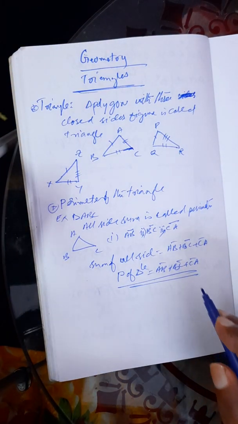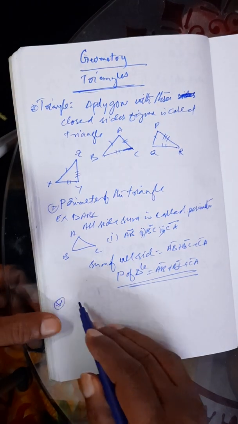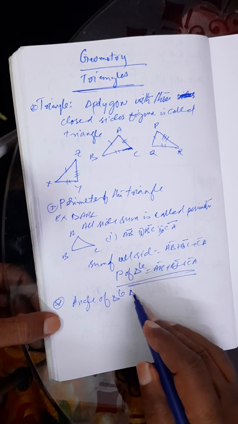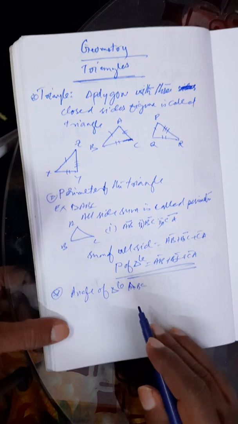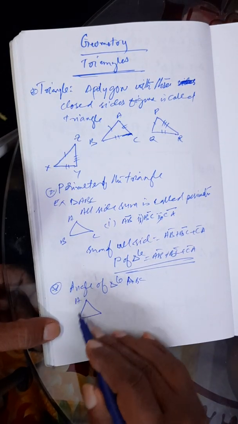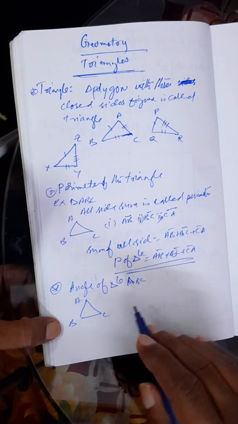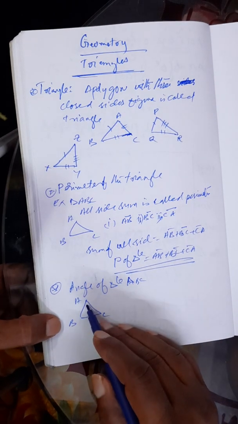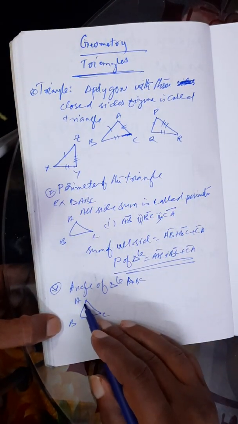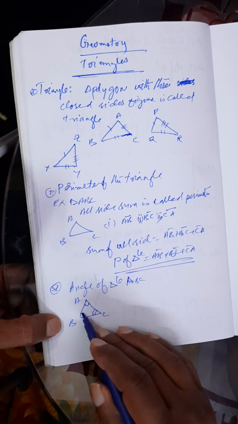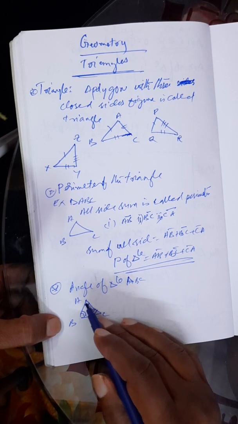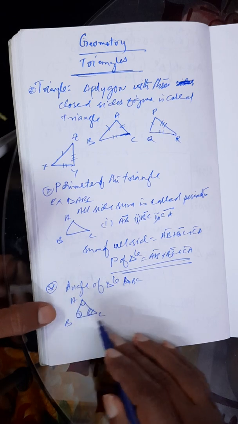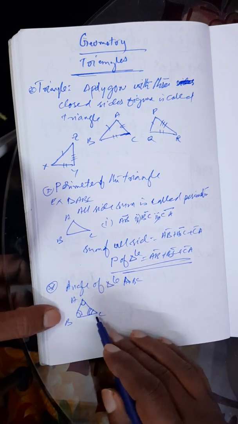Now we are on the angles of a triangle. Next point, angles of triangle ABC. Suppose we are taking again this triangle ABC. A triangle has three sides and three angles. Three sides is over. Now three angles: angle 1, angle 2, angle 3. We can write ABC like this. We have to move left to right or right to left.